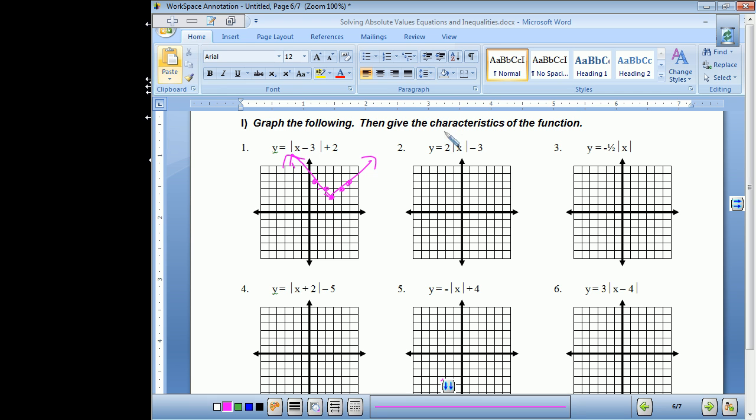All right. And so it says to give the characteristics. So the domain of this one is from negative infinity to positive infinity. The range is what? 2 to infinity. In behavior, just like the parent function.